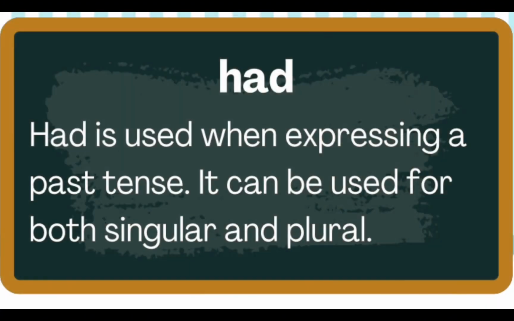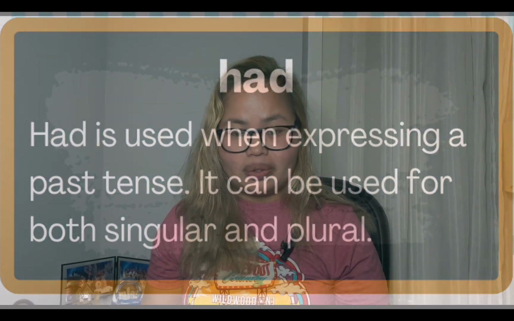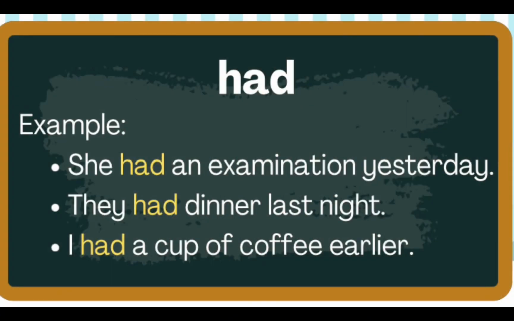So, let's start. Had is used when expressing a past tense. It can be used for both singular and plural. Again, had is used for something that already happened in the past. For example, she had an examination yesterday, when yesterday already happened in the past. They had dinner last night. Or I had a cup of coffee earlier.